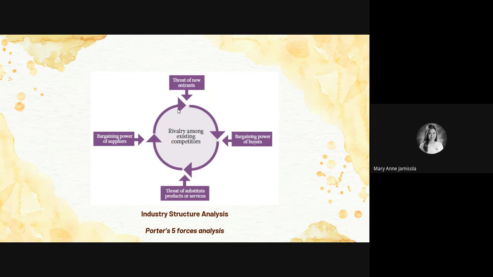So we have the bargaining power of buyers. We also have the bargaining power of suppliers. You have the threat of substitute products or services. We also have the threat of new entrants. And lastly, we have the rivalry among existing competitors. So, what do we mean by this?